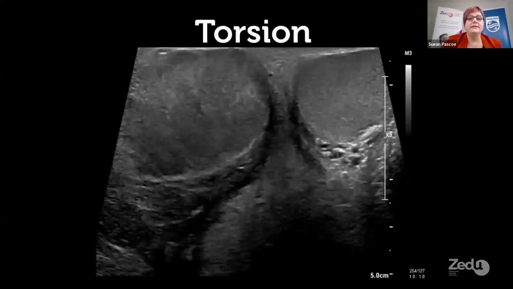So you can see on this image, this is a 13-year-old who had pain for 2 days. And just on this B mode image, I know something's up. We can see that there's quite a big discrepancy in the size of the testes here. And you can see that right testis is hypoechoic in comparison to the left testis. It's subtle, but definitely something's going on this right side.